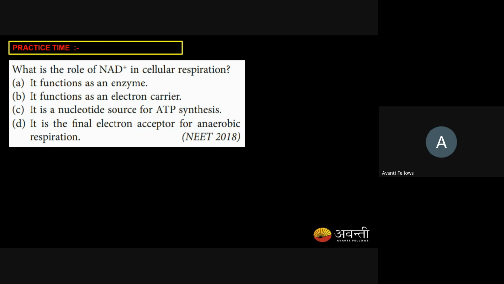It functions as an electron carrier. Very good, Anu. It is functioning as an electron carrier. It is carrying electrons. Gain of electron is reduction. That's why it is behaving as oxidizing agent. Loss of electron is oxidation. Gain of electron is reduction. The correct is B. Function as an electron carrier. Done, bachcho?